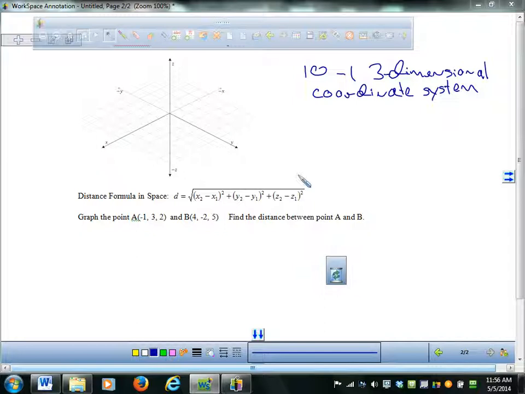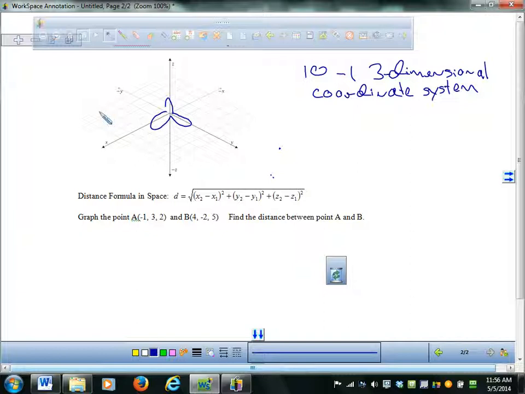Okay? This is called a three-dimensional coordinate system. This particular orientation is called a right-hand three-dimensional system, because if I put one finger this way, one finger this way, and my thumb up, this would be my index finger, my middle finger, and my thumb pointing up. If it were a left-handed coordinate system, it would look more like that.